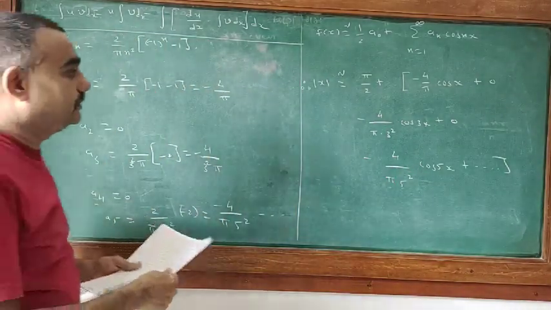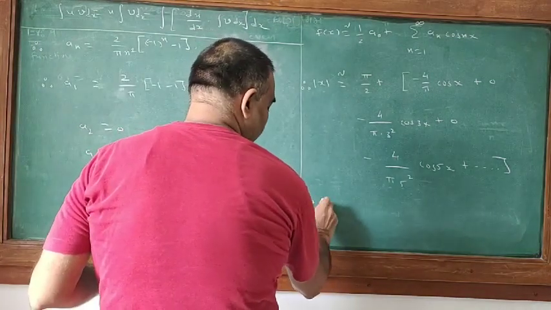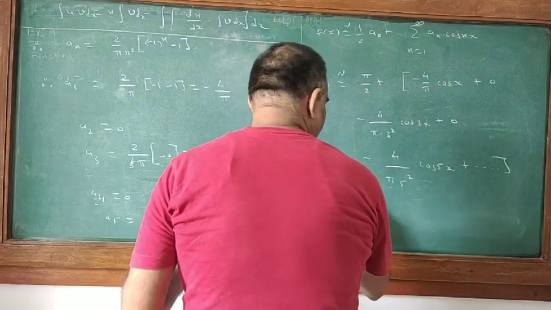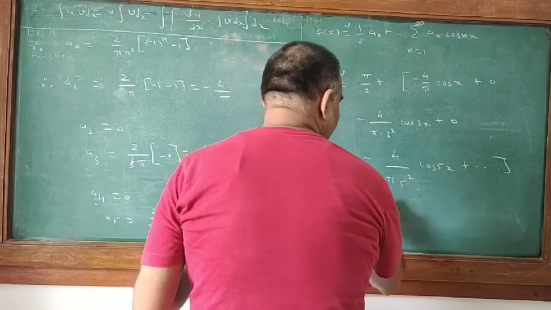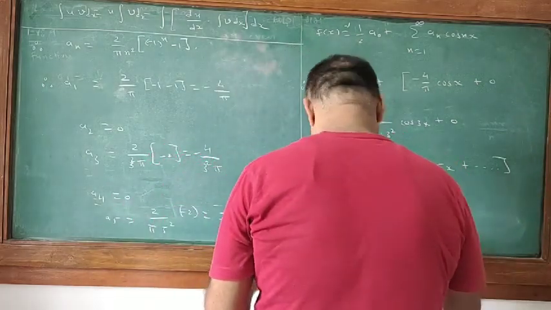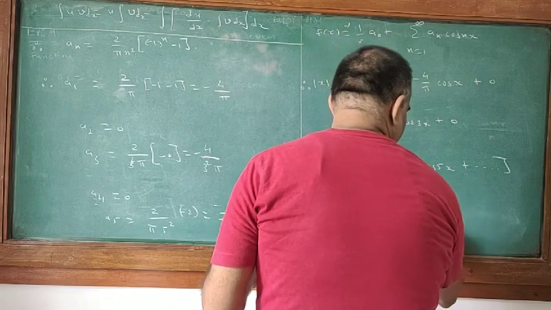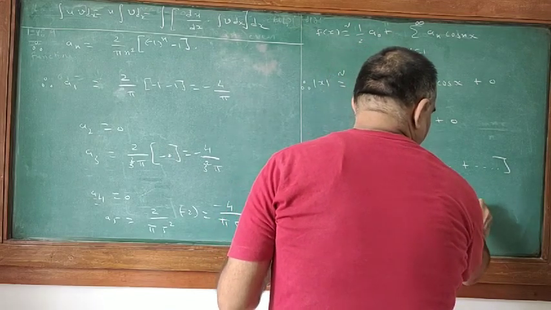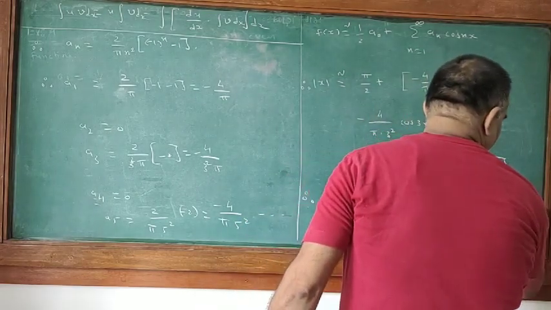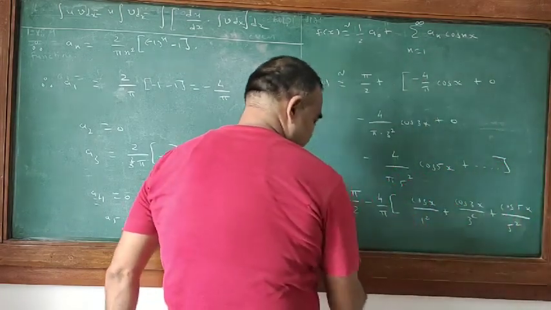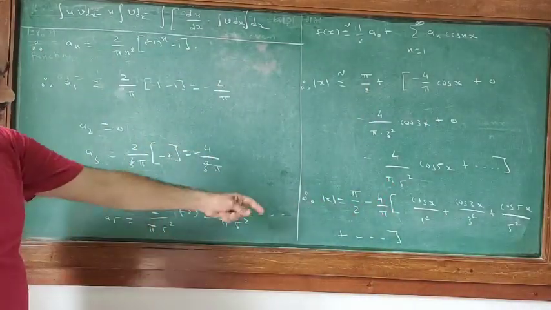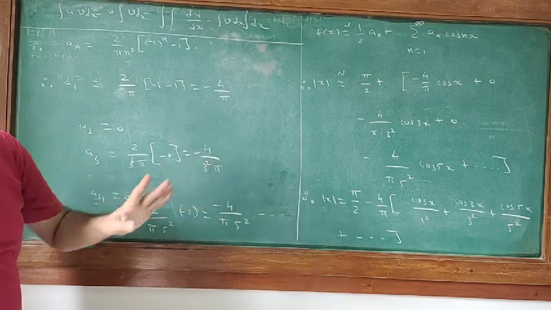So this is equal to mod x equal to pi by 2 minus 4 upon pi, cos x upon 1 square, plus cos 3x upon 3 square, plus cos 5x upon 5 square, and other values. So this is the Fourier series expansion of f(x) equal to mod x.